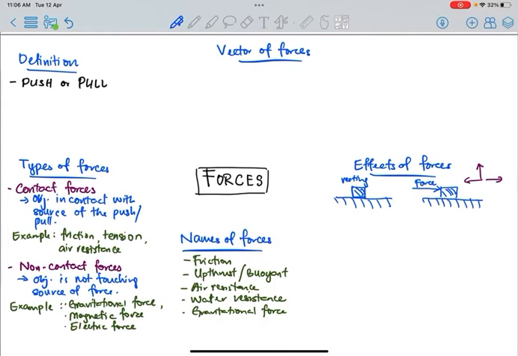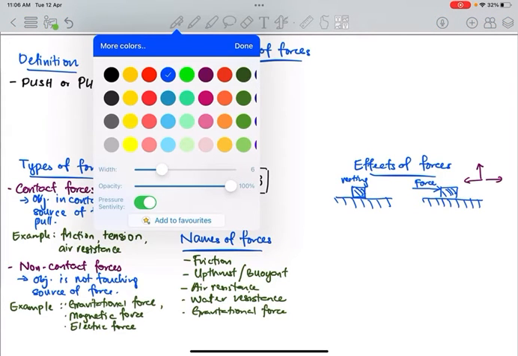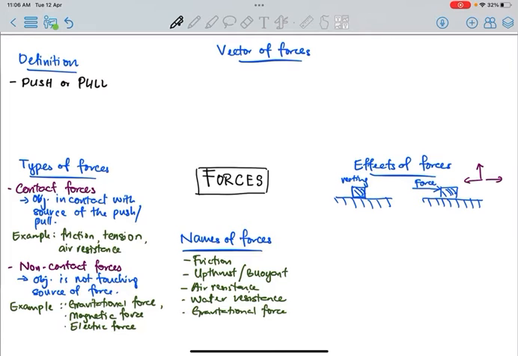So what change will you see on the object? The change that can be caused by the force, or the effect of a force onto the object. Firstly, what we will see is the change in the speed. Initially, it was not moving, then it starts to move. Because there is a force acting, the speed changes from not moving to moving.